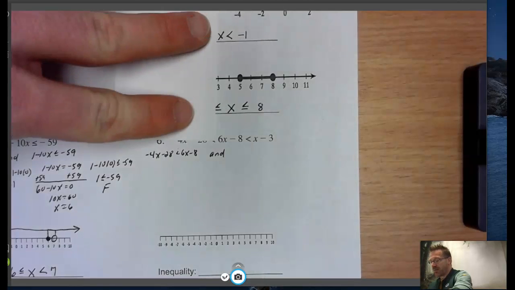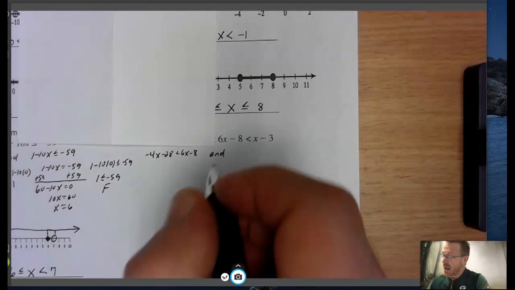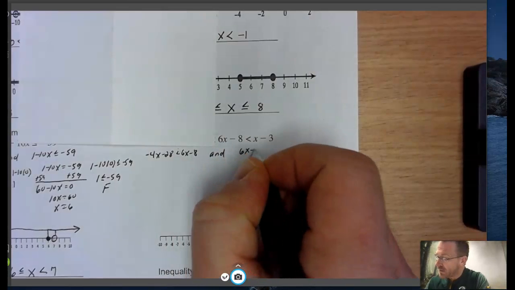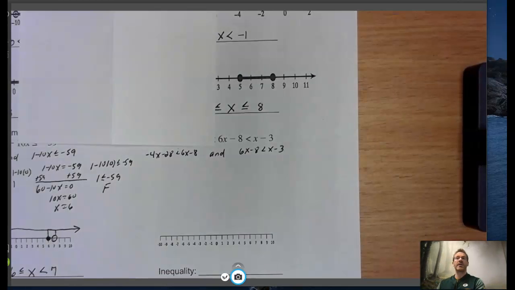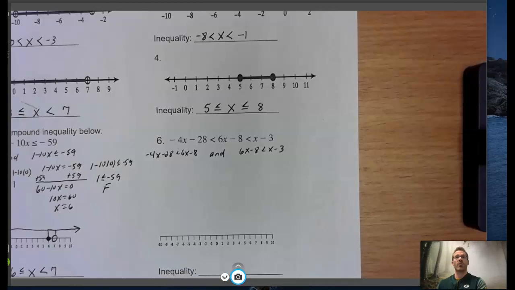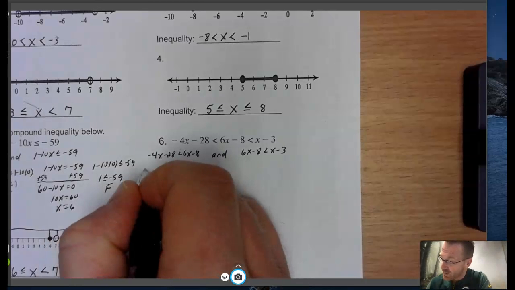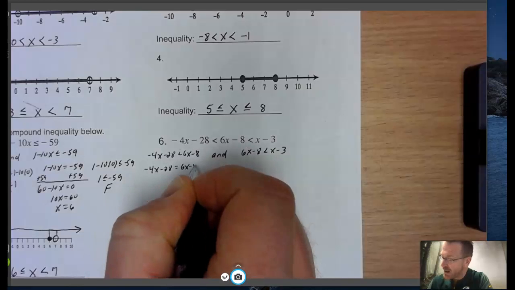So if I come over here and cover up the other side, 6x minus 8 is less than x minus 3. So those are the two that we need to solve. Now once again, we just go through our normal process. We want to solve for those anchors first. So negative 4x minus 28 is equal to 6x minus 8.